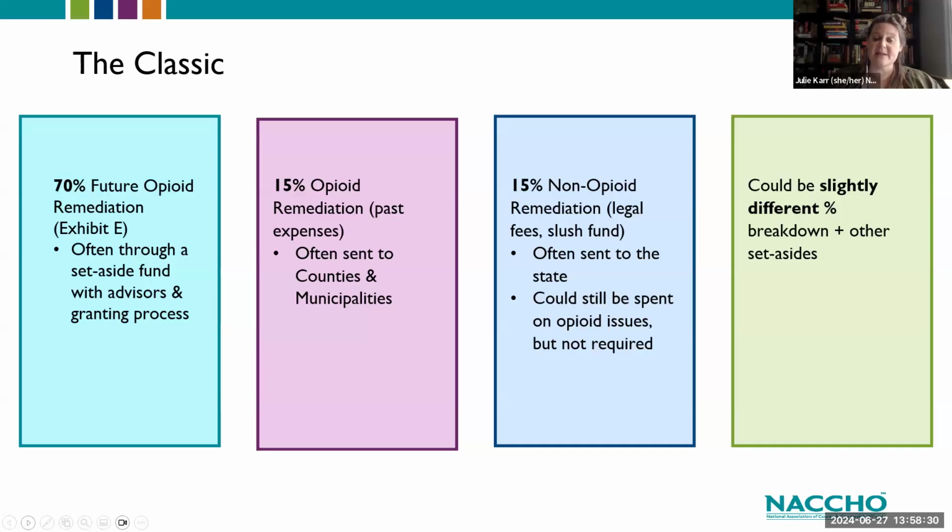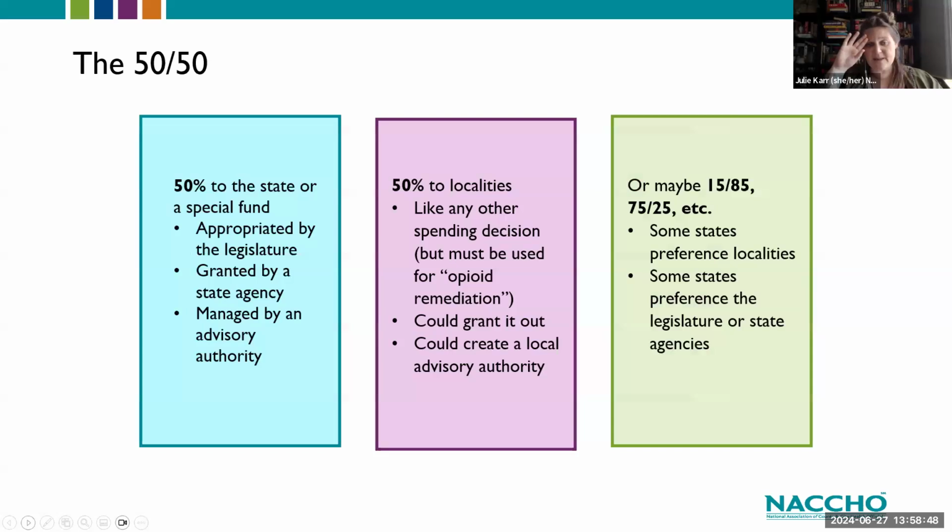So again, legal fees, slush funds, et cetera, could be spent on non-opioid use, but this small portion is the amount that has to be reported on. Percentages of this can be slightly different. Their breakdowns and set-asides can be different. We'll go to the next slide and see another example of how states are doing this.